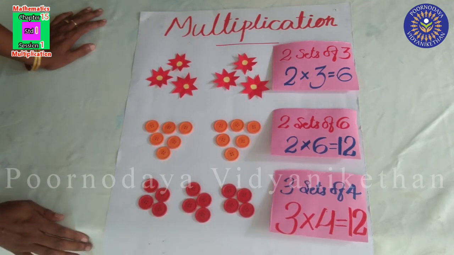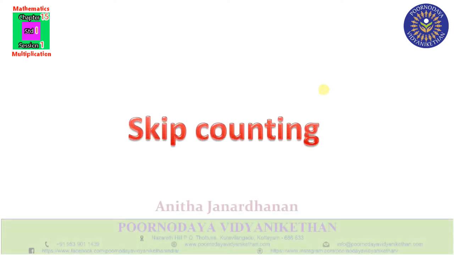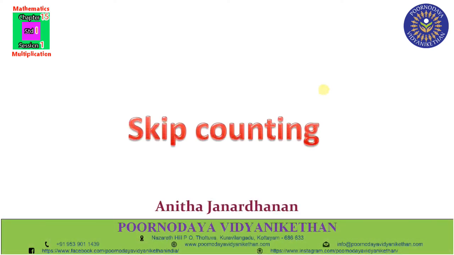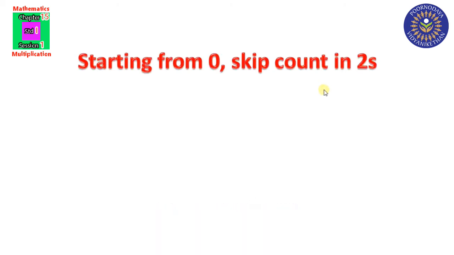Did you understand? Children, now we are going to learn skip counting. Skip counting is skipping and counting. Okay, fix a number to skip. Start the count from any given number. Okay, look at this question. Starting from 0, skip count in 2s. So, the starting number is 0 and the fixed number is 2.